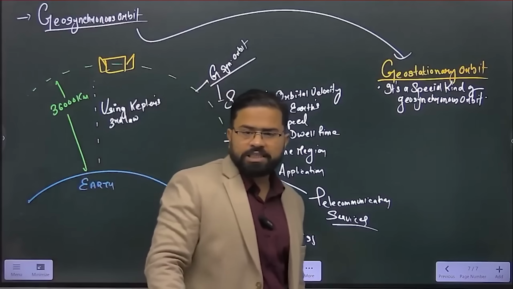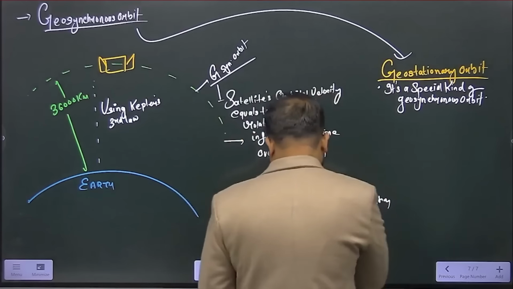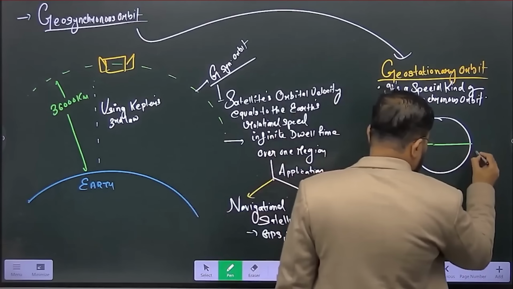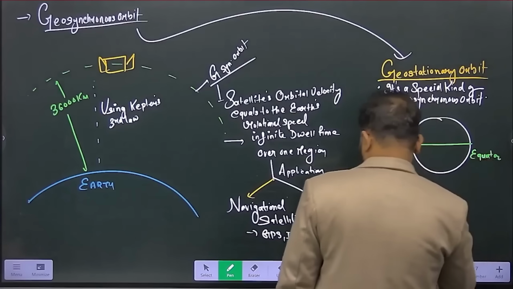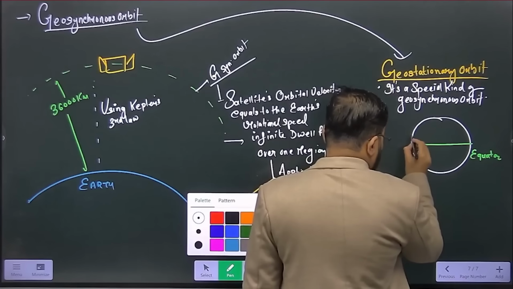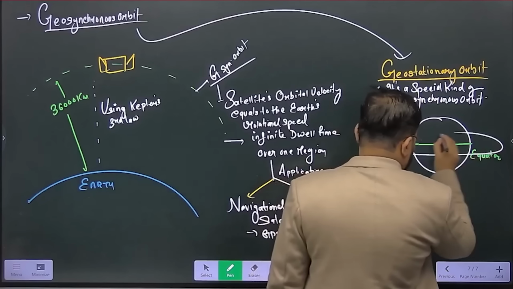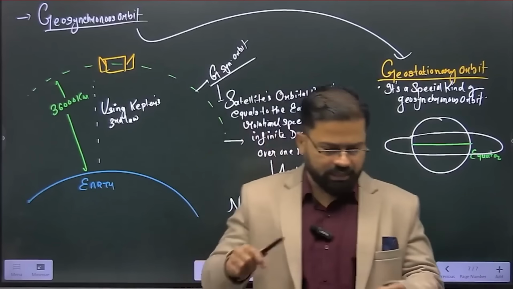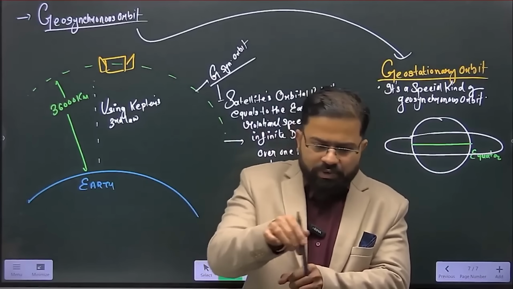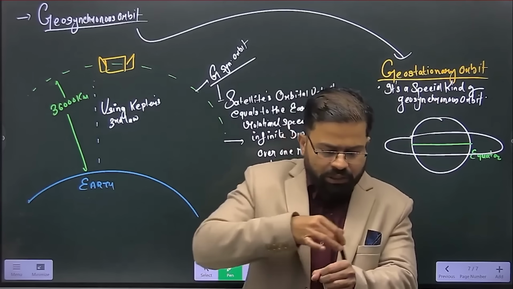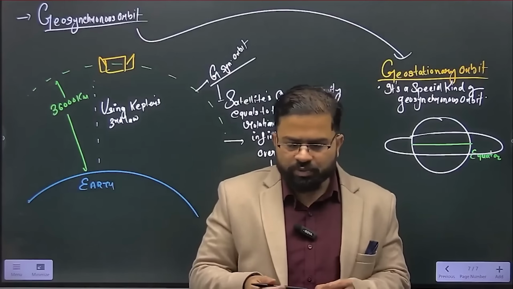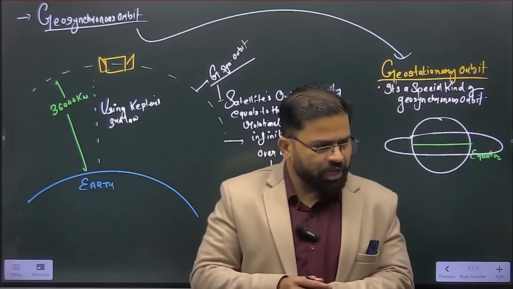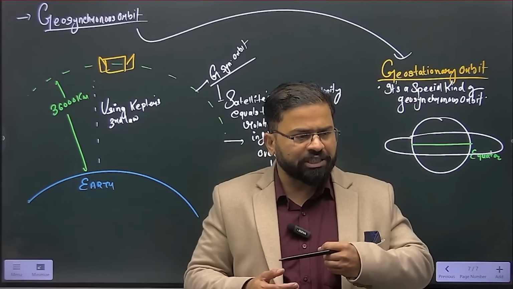Now, the geostationary orbit is a special kind of geosynchronous orbit. What is that? See, this is the Earth, and this is the equator. What does it mean? It's a circular geosynchronous orbit, at 36,000 kilometers. It's a circular geosynchronous orbit around the equator, having an inclination with the equatorial plane of 0 degrees.